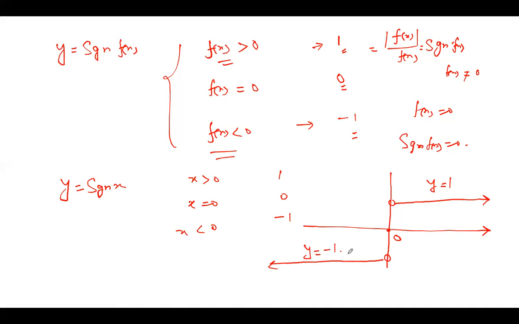The domain in this case is R, and the range in this case is the values -1, 0, and 1. You are getting 3 discrete values, these 3.